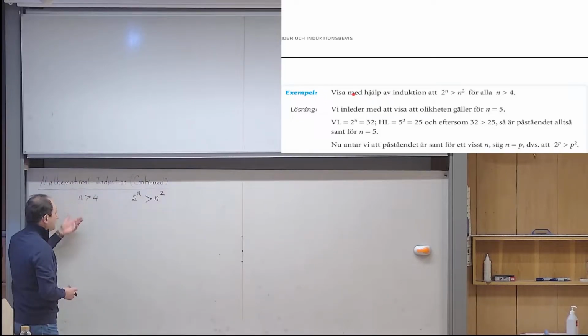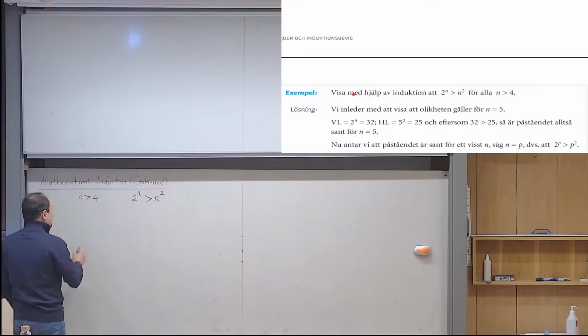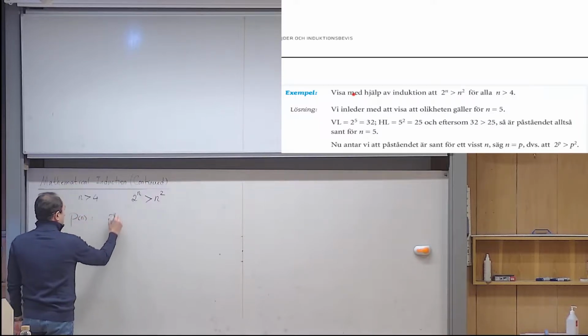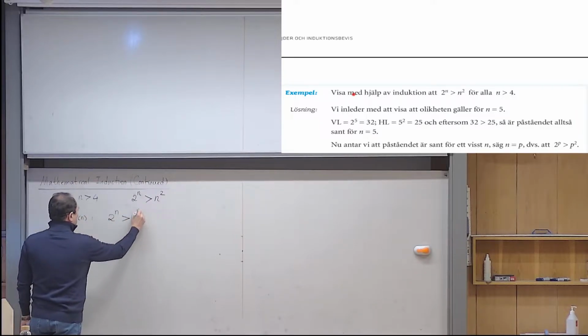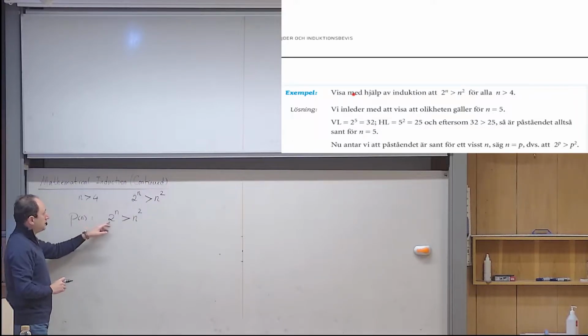So what we want to do is prove the truth of this inequality. I call it P(n): 2 to the n is greater than n squared. This is what it is claiming. So this is usually the case: if you want to prove inequalities, it is better to prove something about the difference between them. That is easier.